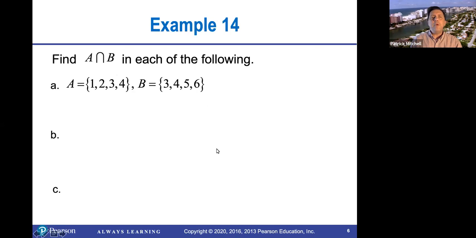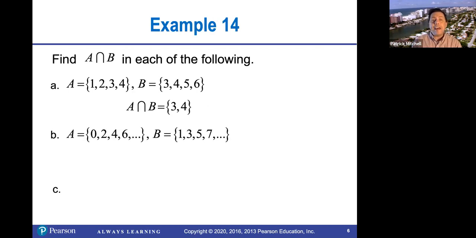So in this example, we'll find the intersections of a few sets, starting with A, which is the numbers 1, 2, 3, and 4, and B, which is the numbers 3, 4, 5, and 6. What do those two sets have in common? They have the numbers 3 and 4 in common, so that would be A intersect B.